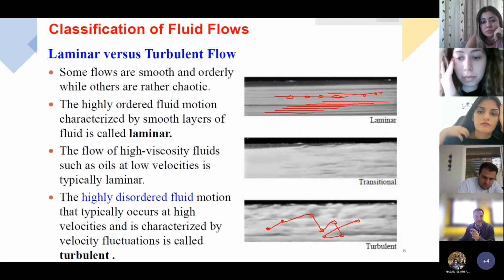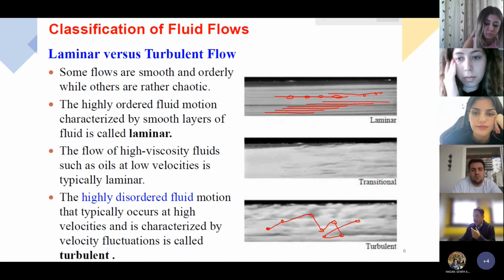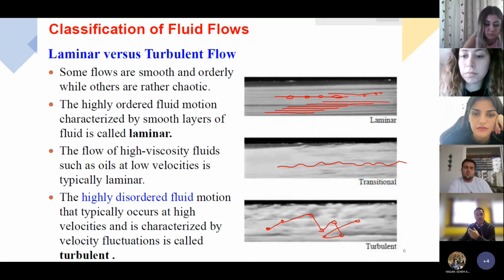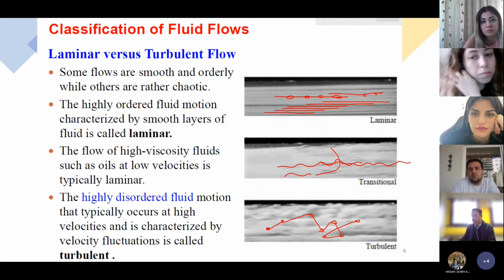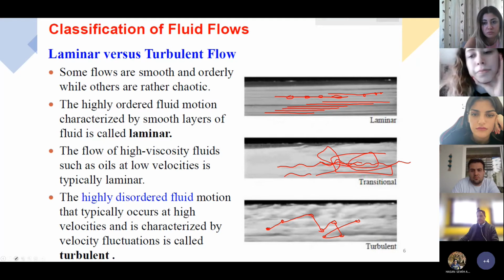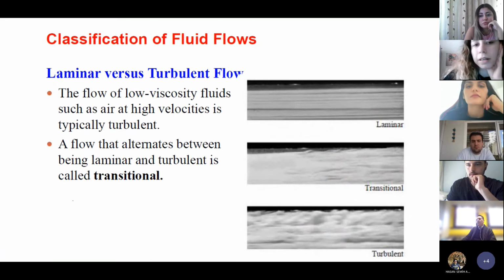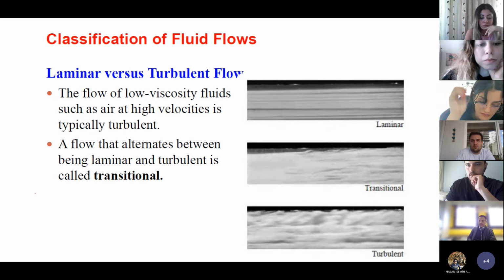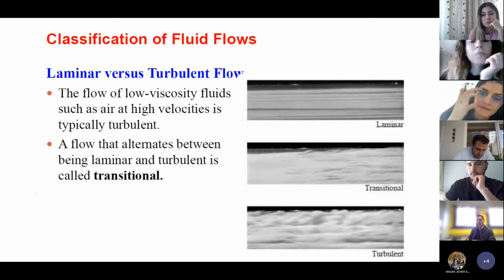And we also have a transitional flow. This one is a transitional flow, which is not laminar and also not fully disordered, fully chaotic. Maybe one molecule moves in that way. You see, it is not linear. It moves in the upper layer, comes to the lower layer by time, but it is not fully disordered as we have in turbulent flow. So the flow of low viscosity fluids such as air at high velocities is typically turbulent. Air at high velocity is turbulent. A flow that alternates between being laminar and turbulent is called transitional flow, that you see here.